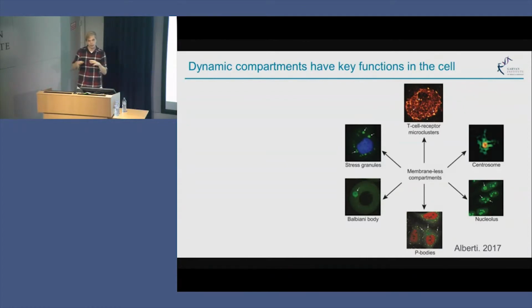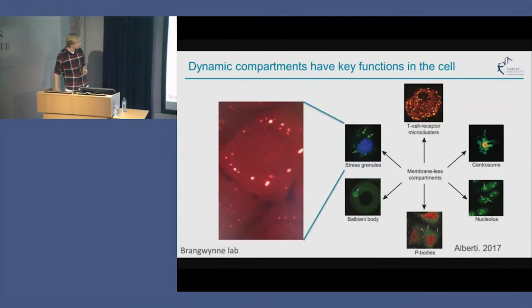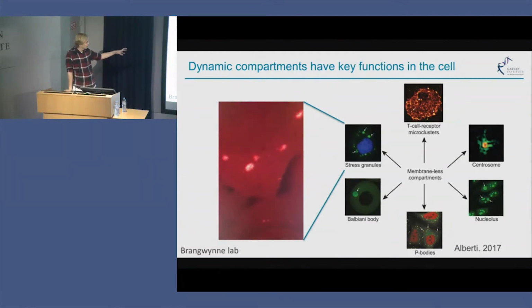And this allows great flexibility to the cell. It doesn't have to destroy important molecules. It can keep them around and just protect them, and at a certain point, when the stress is gone, they can disperse and continue doing their normal jobs. This video is just an illustration of this. You can see the stress granules forming, and when the stress goes away, they dissipate.